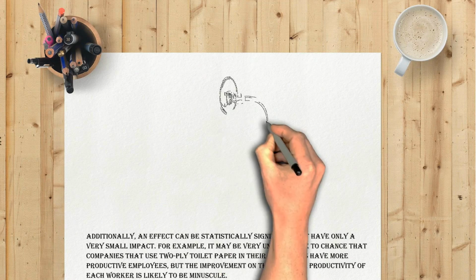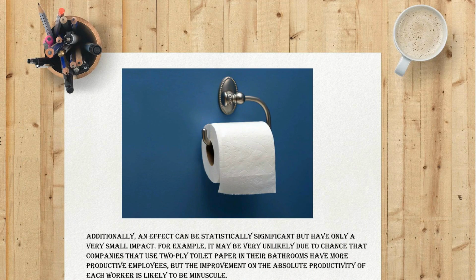Additionally, an effect can be statistically significant, but have only a very small impact. For example, it may be very unlikely due to chance that companies that use 2-ply toilet paper in their bathrooms have more productive employees, but the improvement on the absolute productivity of each worker is likely to be minuscule.